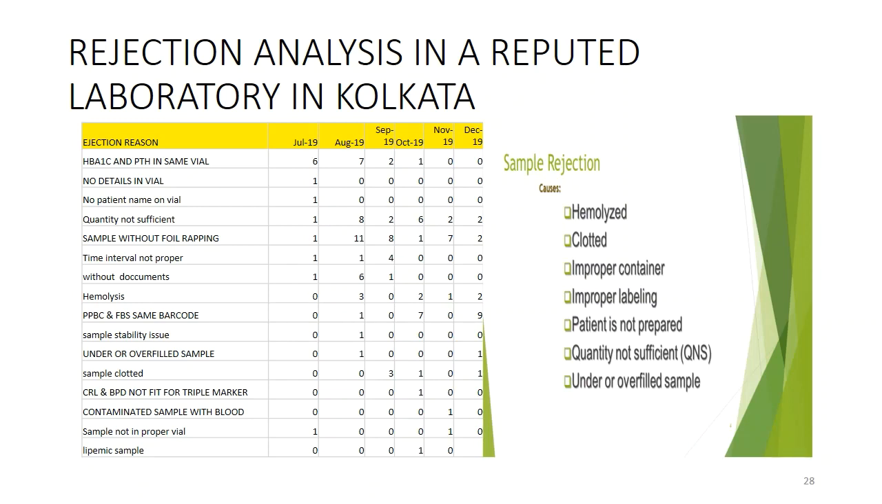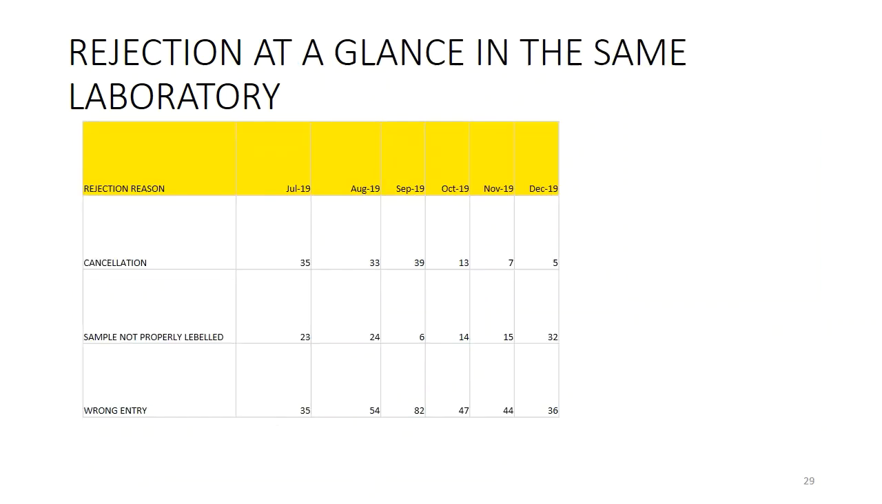Every lab should always monitor the rejection percentage, and whether it is increasing or decreasing, from month to month. It should be used as a quality indicator to improve the performance of the phlebotomist, logistics, and all the persons who are responsible to maintain the pre-analytical quality.